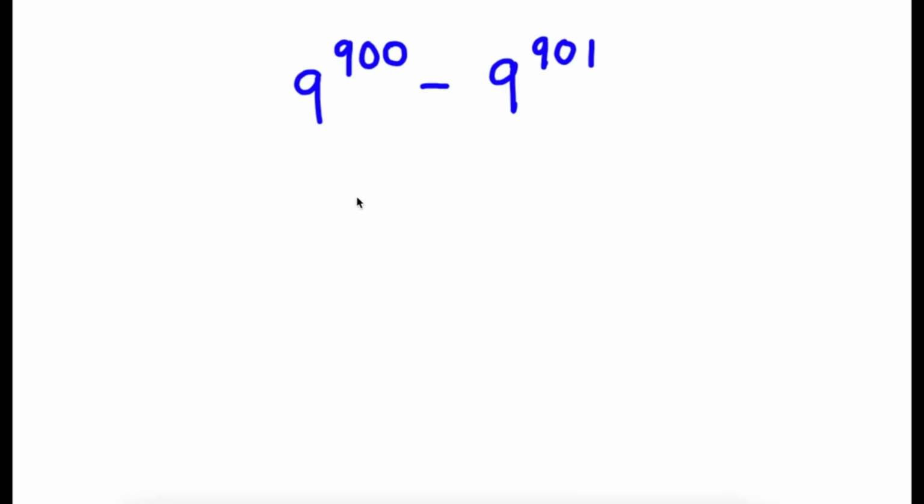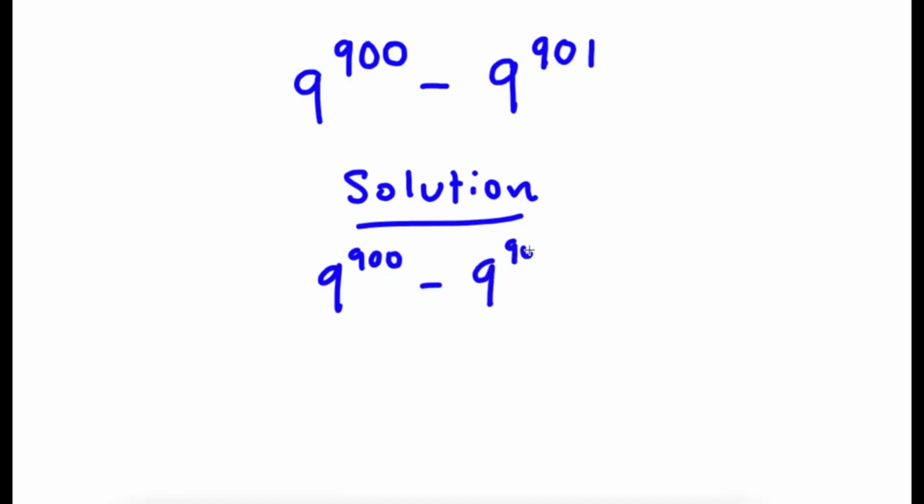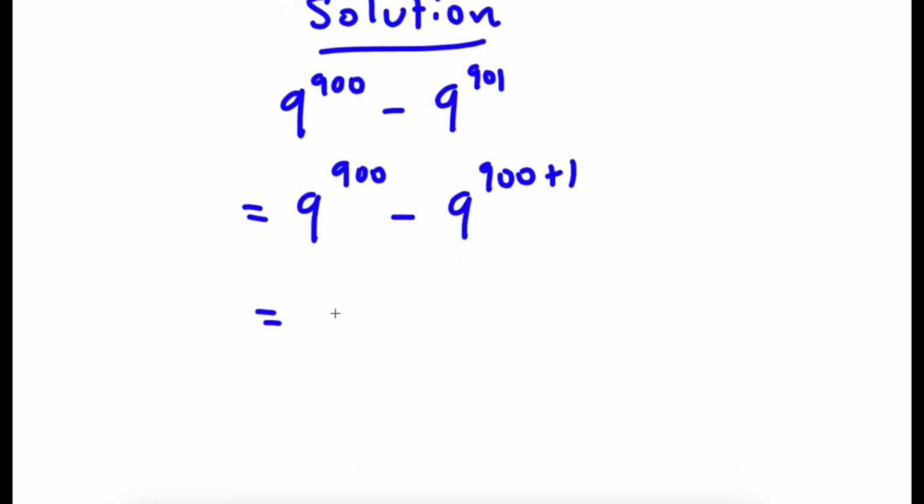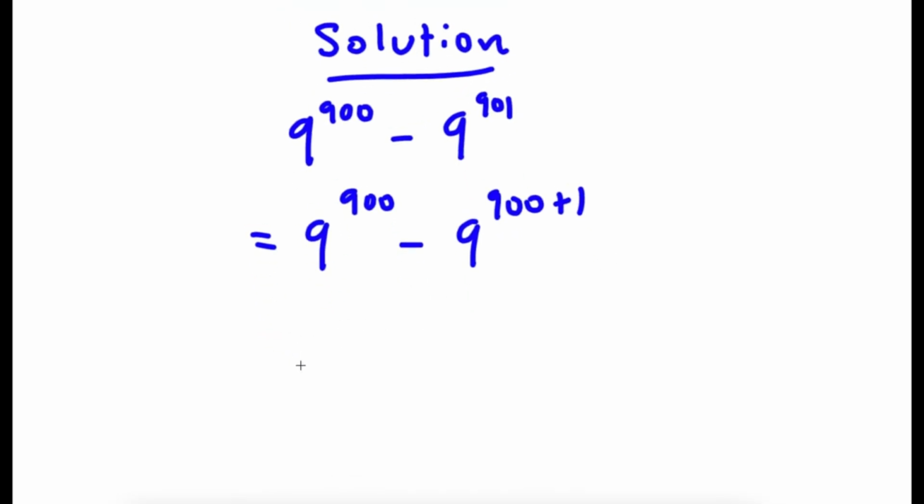Alright, so in this problem, I have 9 to the power of 900 minus 9 to the power of 901. So for my solution, first start with 9 to the power of 900 minus 9 to the power of 901. Then I rewrite 9 to the power of 901 as 9 to the power of 900 plus 1. And now if I have something in the form a to the power of m plus n, this is equal to a to the power of m times a to the power of n.